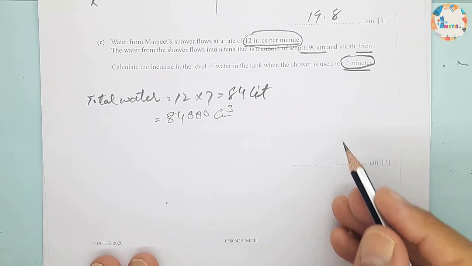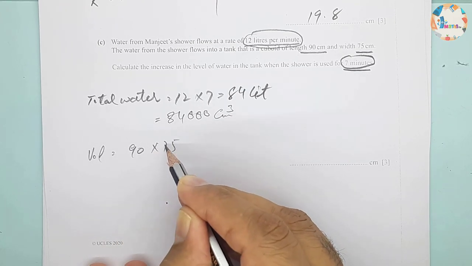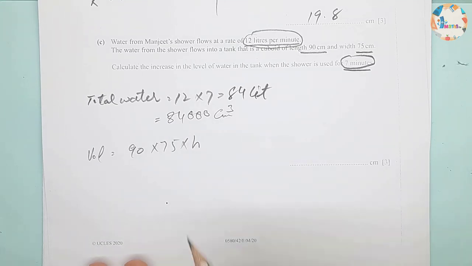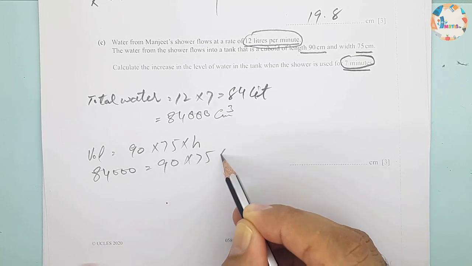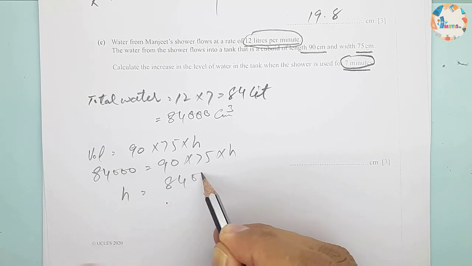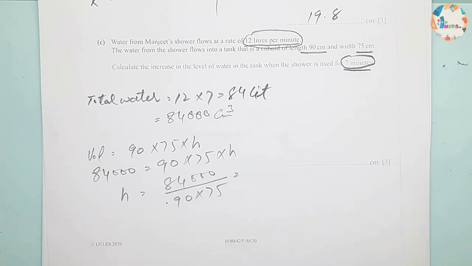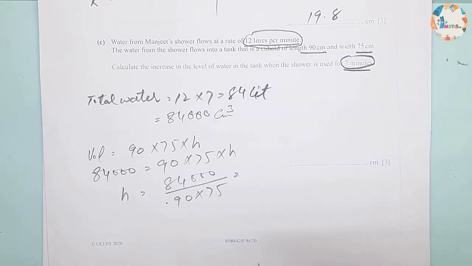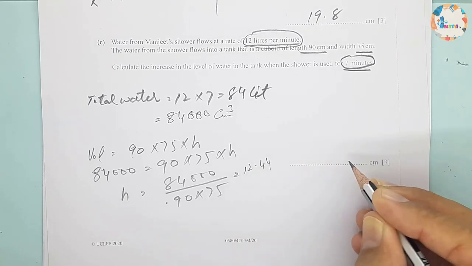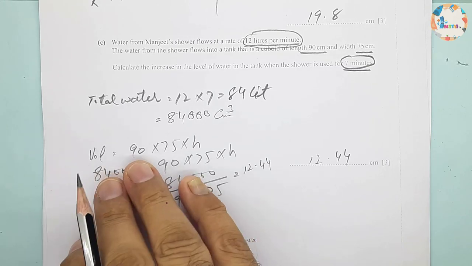Now volume, we have to check for this cuboid. Volume of cuboid will be equal to 90 into 75 into h, which we don't have. And this volume should be this one, 84,000 should be equal to 90 into 75 into h. This implies h is equal to 84,000 divided by 90 into 75. And if we calculate this, this will be resulting into 12.44. So we can write 12.44. This will be centimeters height. Hopefully you understood this. This is a tricky question, I think so.